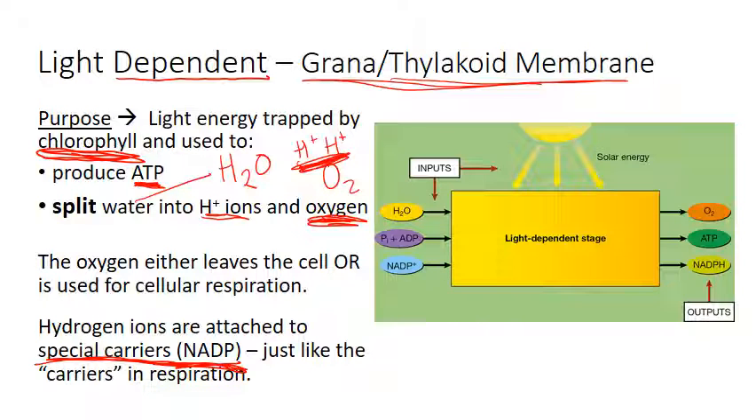So ATP is going to be used in stage 2, and the hydrogens are going to be used in stage 2. Those hydrogens are going to jump in their little carrier taxis known as NADP, and the NADP is going to carry them or transport them to stage 2 of the photosynthesis reaction.